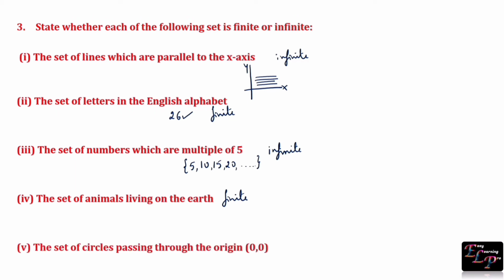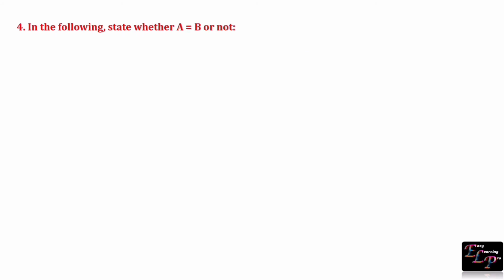The set of circles passing through the origin (0, 0). Consider the coordinate system. The set of circles passing through the origin is infinite. So this set is an infinite set. Next question. In the following, state whether A equals B or not. Let us compare set A and set B. All the elements are the same, only the order is different. Hence, set A is equal to set B.